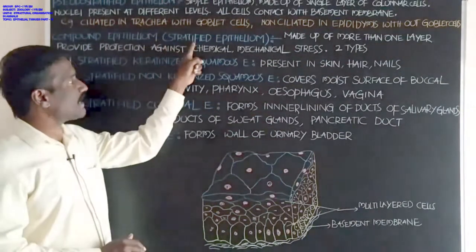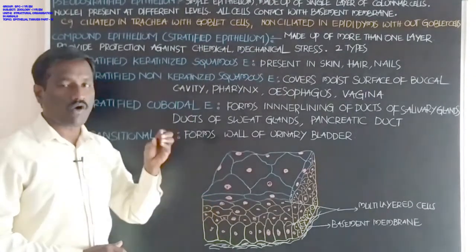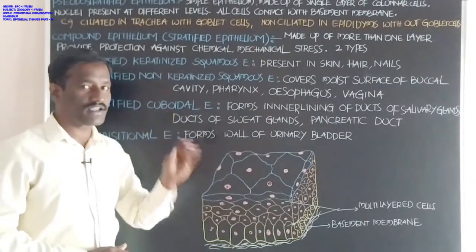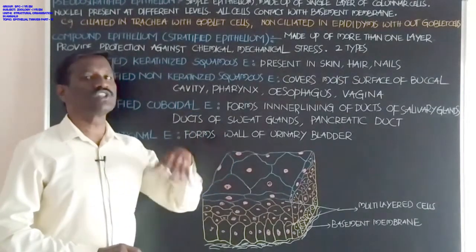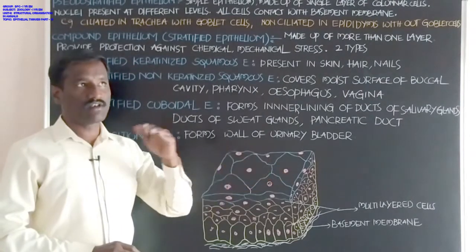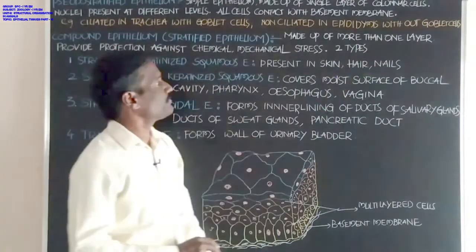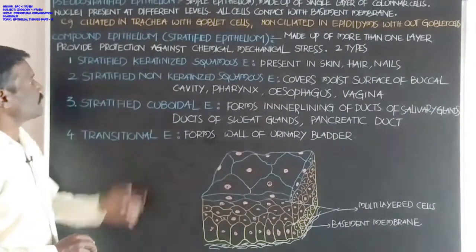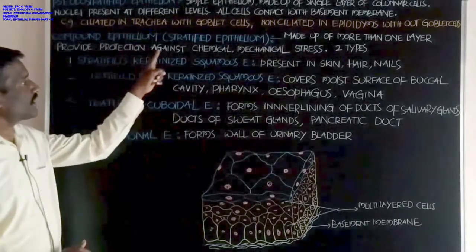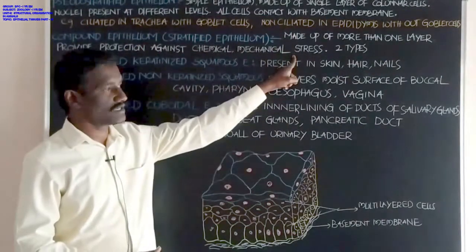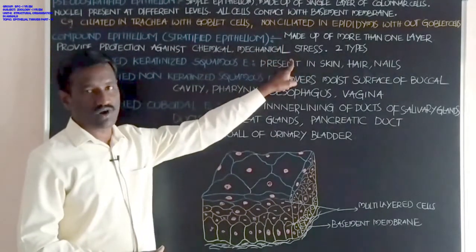Next, another epithelial tissue, that is compound epithelium. Compound epithelium is also called stratified epithelium. Stratified means more layers. Compound epithelium does not have a single layer; it consists of more than one layer of cells. What is the use of stratified epithelium? It provides protection against chemical and mechanical stress to the tissues of the body.